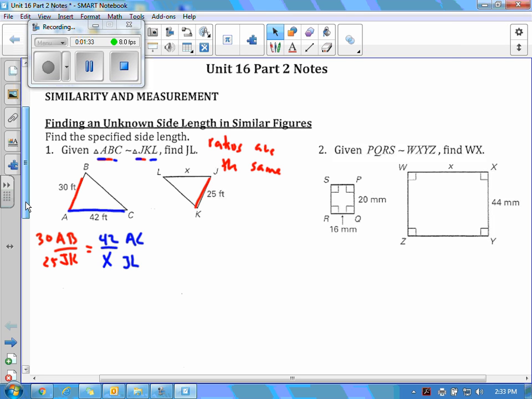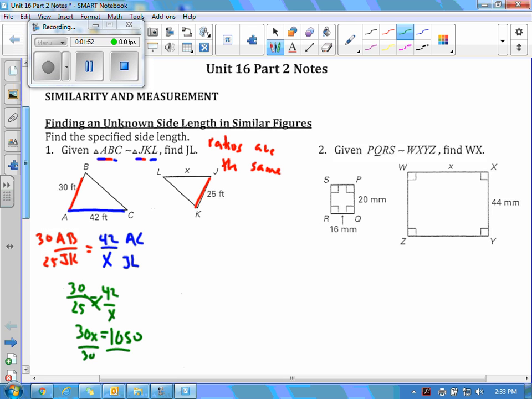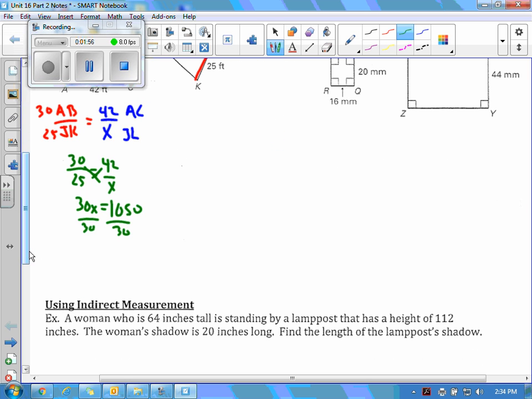So now I can write my proportion and I can solve. I have 30 over 25 is equal to 42 over X. And then to solve the proportion, I can cross multiply and divide. So that's going to give me 30X equals 1050. I divide by 30 and I will get X equals 35 feet. So X equals 35 feet.